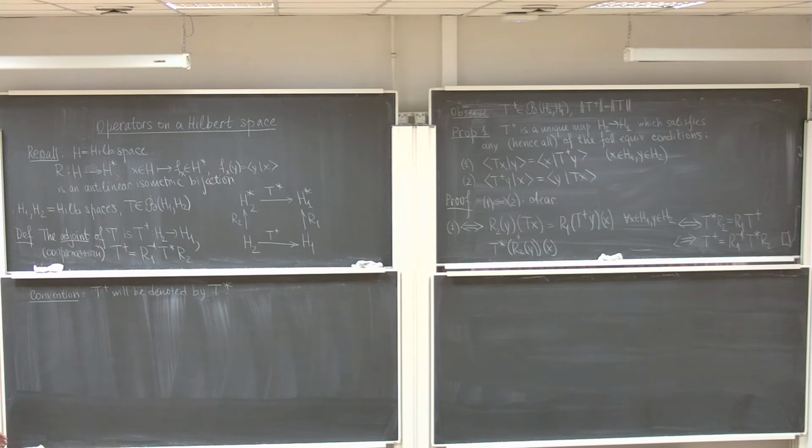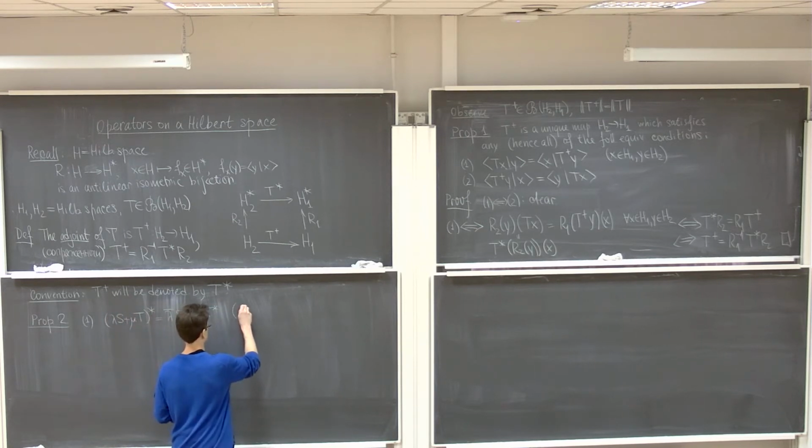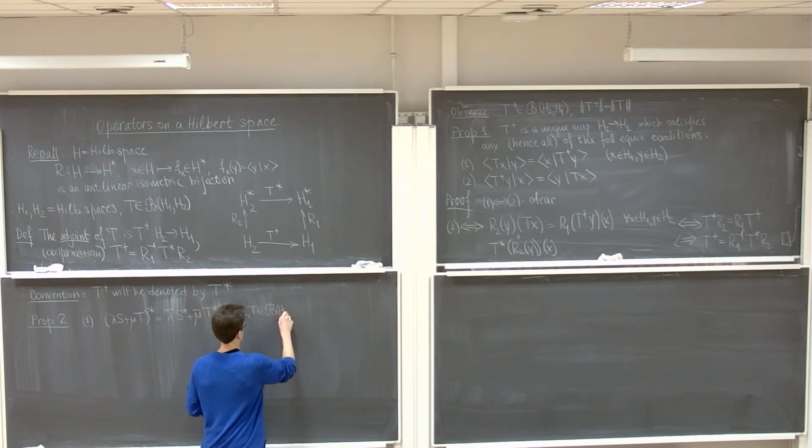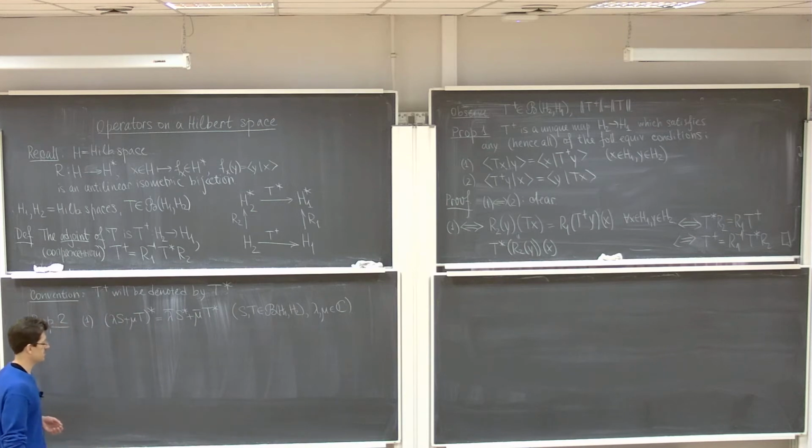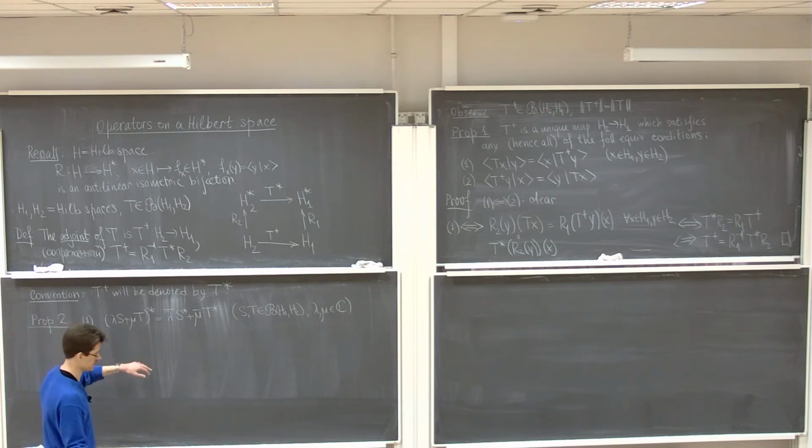Okay, let's now discuss some properties of our new operation, namely the operation of taking the adjoint operator. So this is our proposition 2. First of all, this operation is antilinear. So if we take a linear combination of two operators, lambda S plus mu T, then the adjoint of this operator is lambda bar S star plus mu bar T star. Here S and T are operators, and lambda and mu are complex numbers. By the way, let's recall that the operation of taking the dual operator is linear, but the operation of taking the adjoint operator is antilinear. This is important.